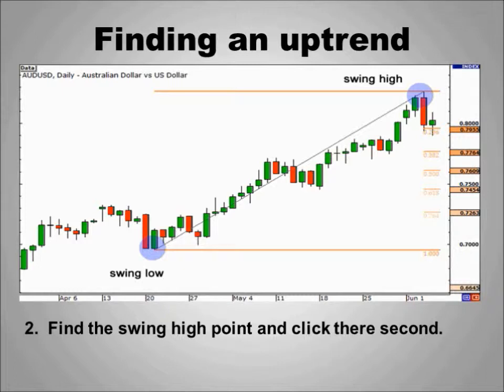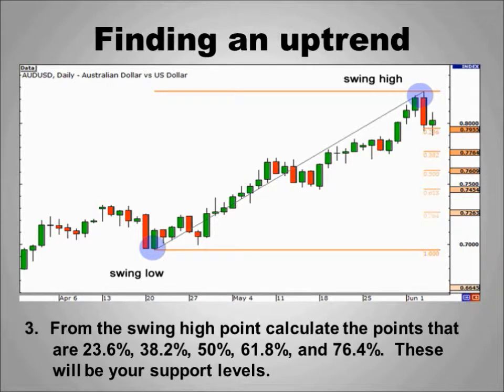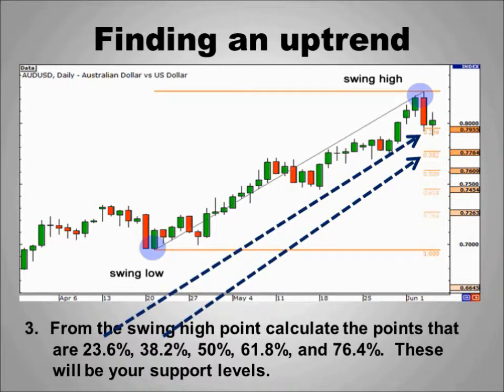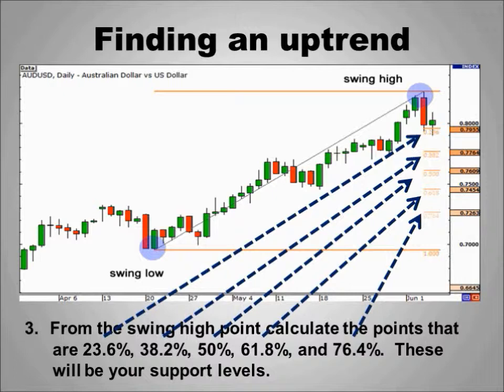And then from the swing high point, we have our Fibonacci retracements. We have our 23.6, we have our 38.2, we have our 50%, we have our 61.8%, and our 76.4%. And we're going to watch how the market reacts to these lines.